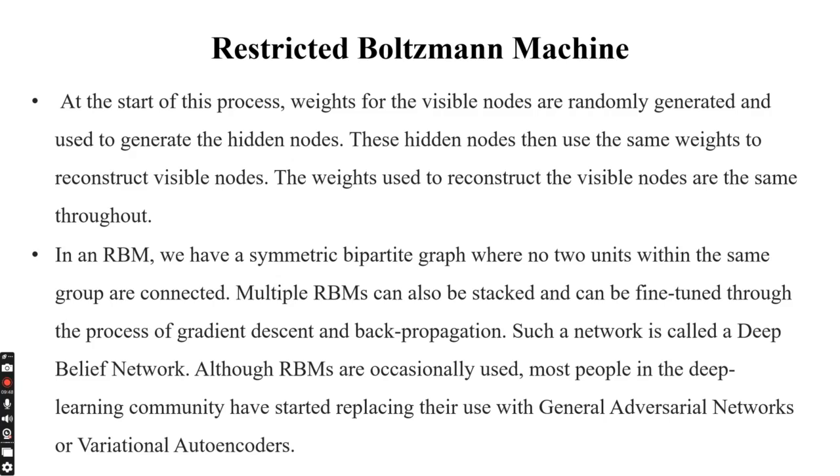And also, what's the main operation of the Boltzmann machine? At the starting stage itself, the weights are randomly generated for the visible nodes and used to generate the hidden nodes. In the same way, the generated weights of the hidden nodes can be used to reconstruct the visible nodes, and vice versa. So this is the restricted Boltzmann machine model.